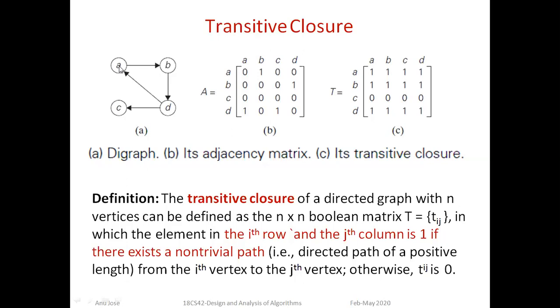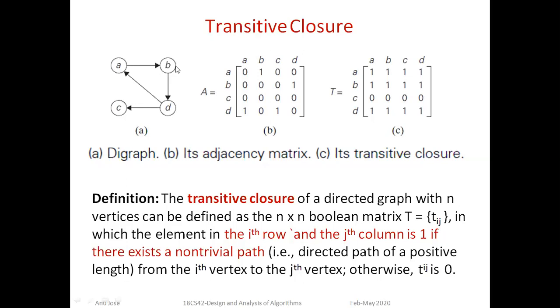So we will see from A to A, is there any path existing by traversing a set of vertices? Yes, there is a path: A, B, D, A. So if a path is existing, then the value will be 1. Otherwise, the value will be 0.